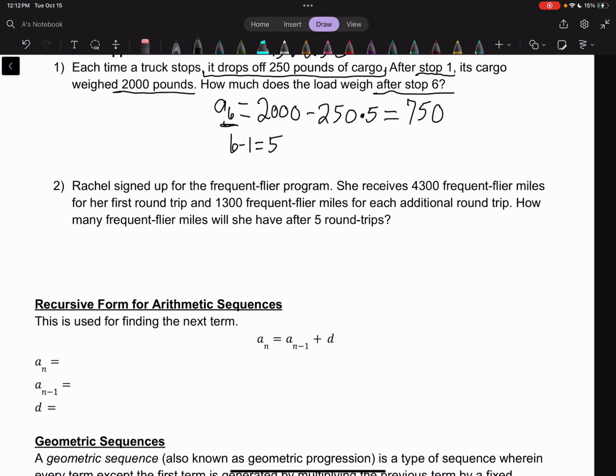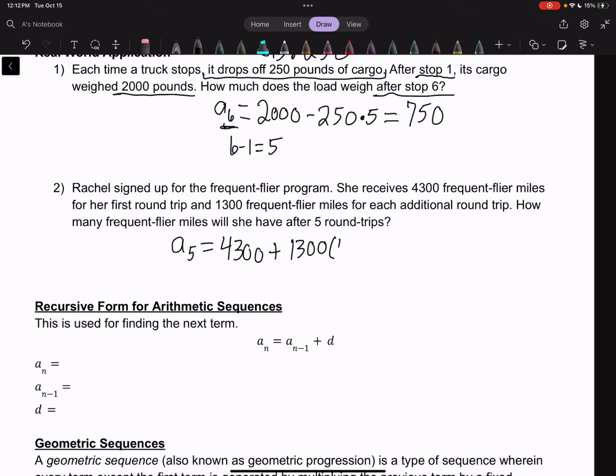Again, you can try this, but we're going to get started. You're looking for a sub 5. You have an initial of 4,300. You are increasing with a common difference of 1,300. And you're doing that 4 times. 5 minus 1 to give me 4. This is 9,500.